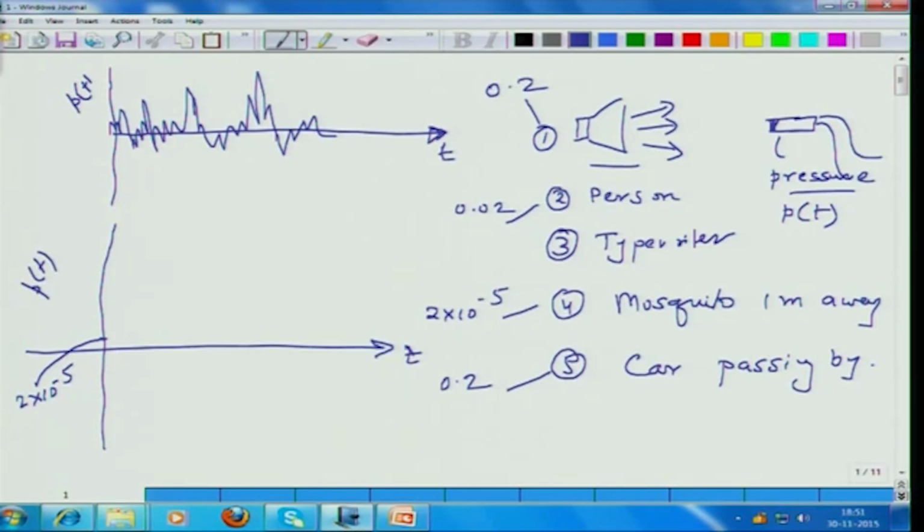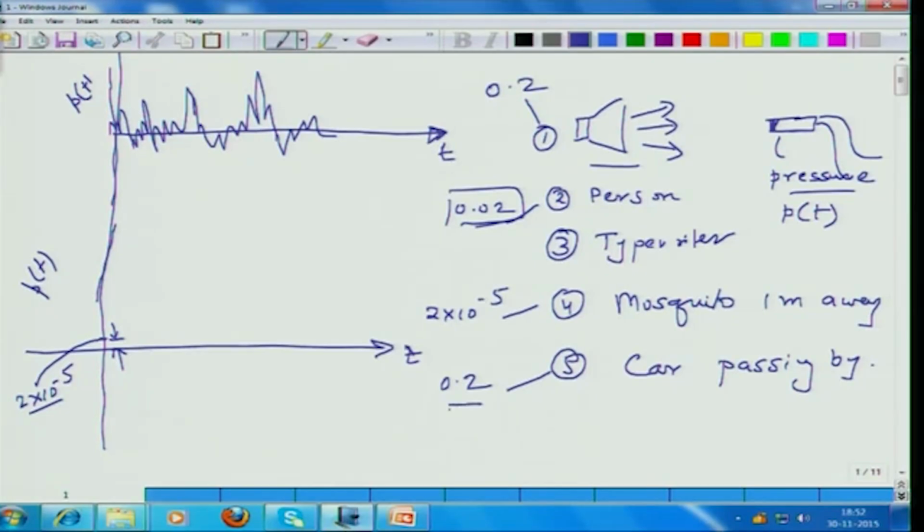Then if I have to plot the next number, let's say this is a person who is talking, and so that's 0.02. And if I have to plot 0.02, if this distance corresponds to 2 into 10 to the power of minus 5 pascals or 20 micropascals, then if I have to plot a value of 0.02, it will lie way outside the screen. Maybe it will be a 10 meter long screen or 1 meter long screen, and then that's how I will get to the 0.02 level.